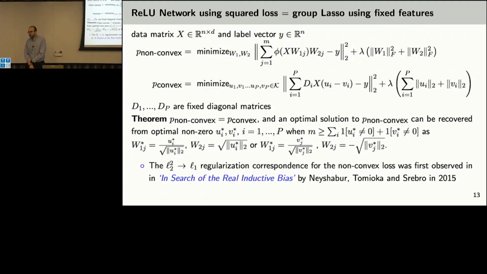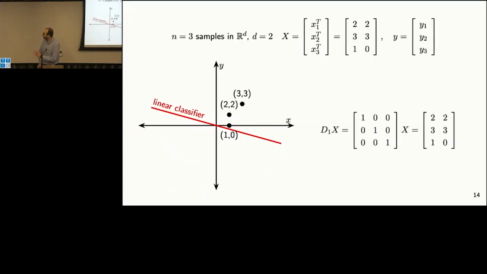Oh, it's K. Yes, in K. ui and vi have some constraints, I'll show you about that. But these are very simple constraints. Okay, so what are those constraints?